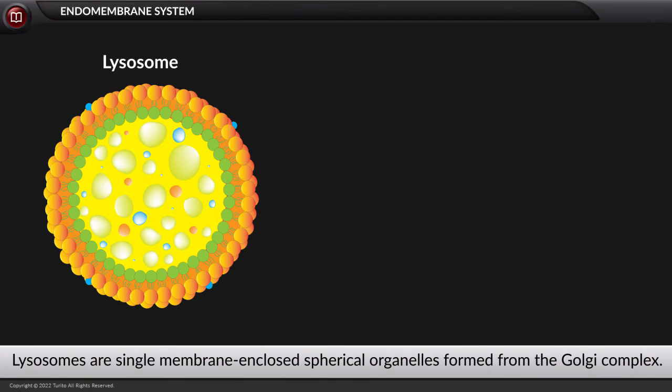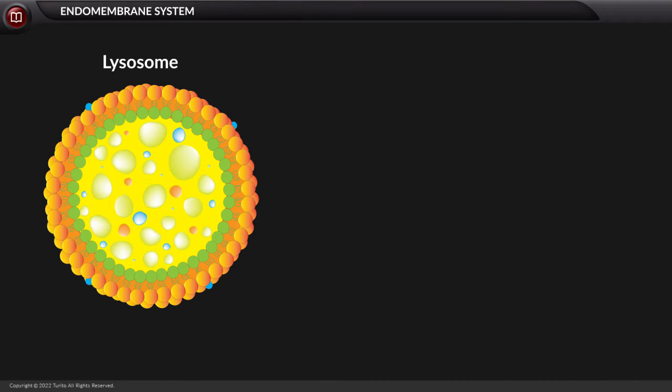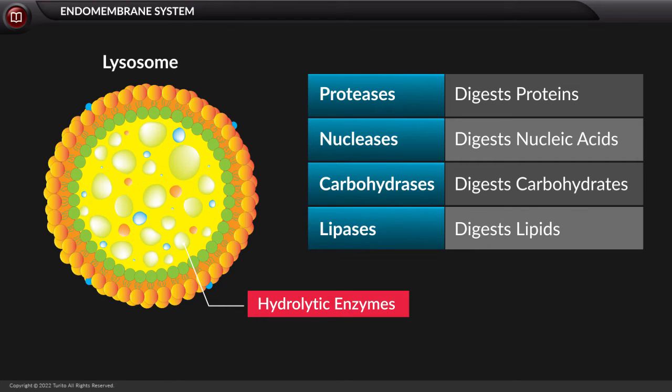Lysosomes are single membrane enclosed spherical organelles formed from the Golgi complex. Lysosomes contain a myriad of enzymes. These enzymes are called hydrolytic enzymes that can break down proteins, nucleic acids, carbohydrates, and lipids.